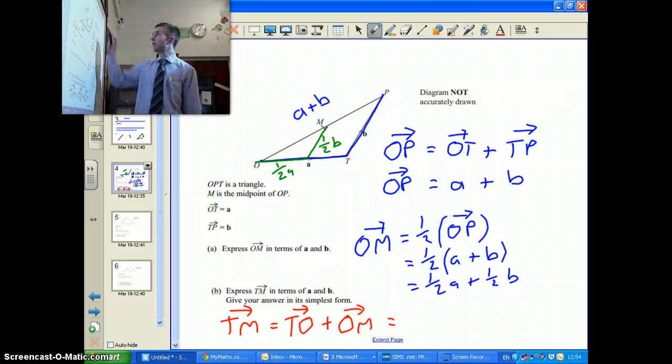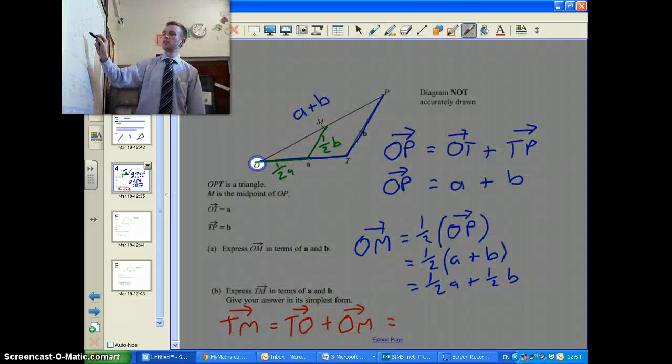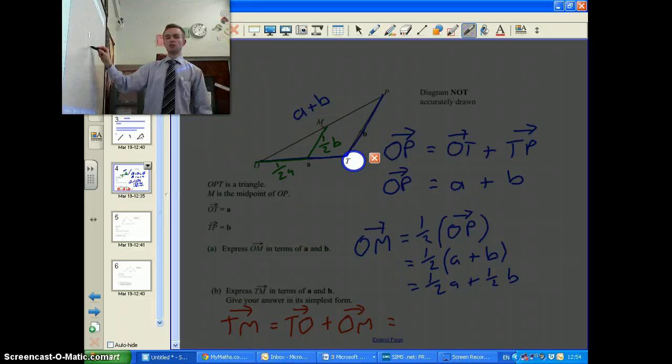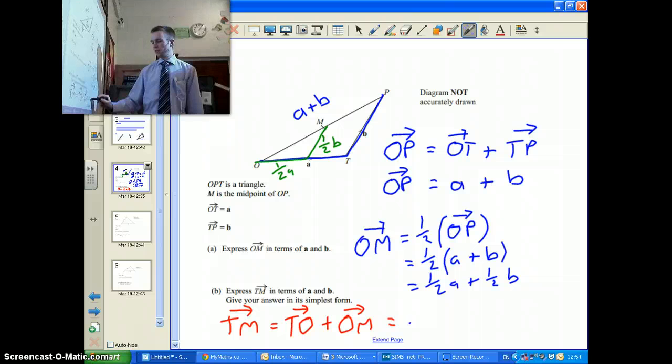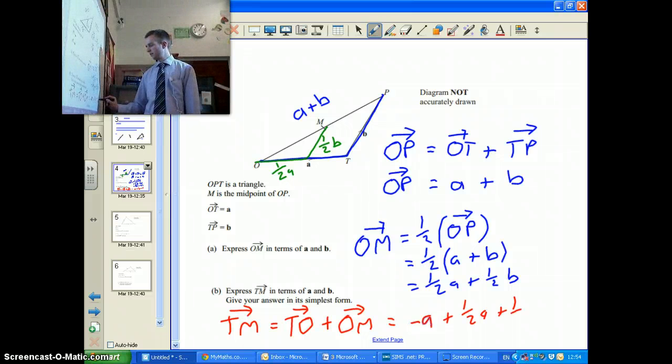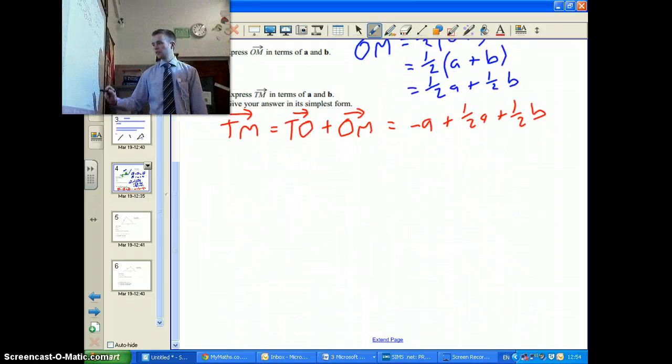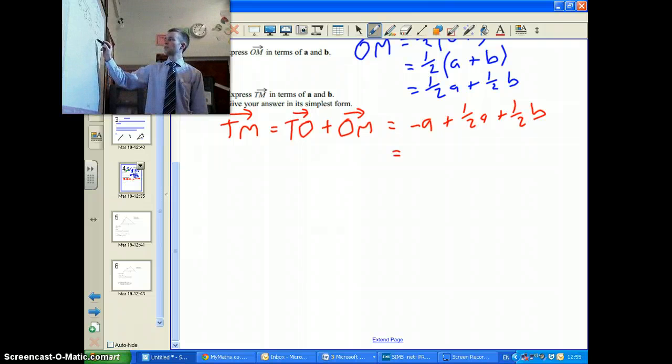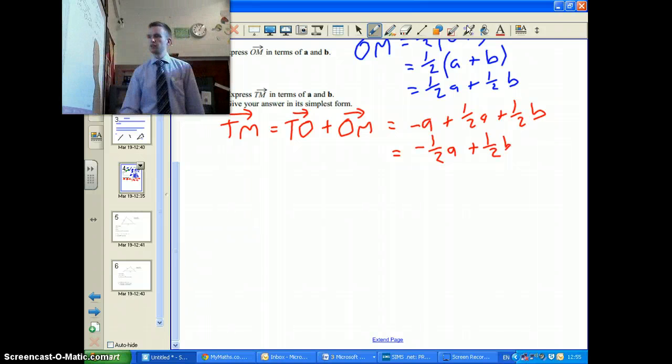Now I know that O to T, from there to there, is positive A, so to work backwards, hopefully you realise it's just going to be the reverse, it's going to be negative A. So I end up with minus A, and then I'm going to end up with plus a half A plus a half B. And if I've got minus A plus a half of A, that ends up with minus a half A plus a half of B. Okay, and that's my final answer there.